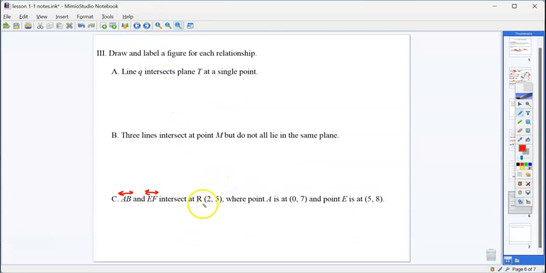The last type of problem, you are going to do your own figure. You're going to draw and label a figure that describes each relationship. So let's take a look at letter A. A figure where line Q intersects plane T at a single point. All right, so I'm going to draw a plane.